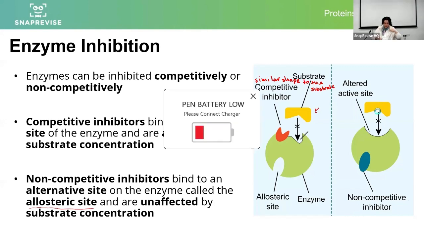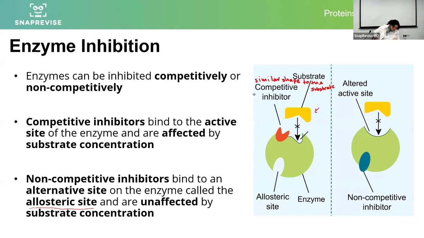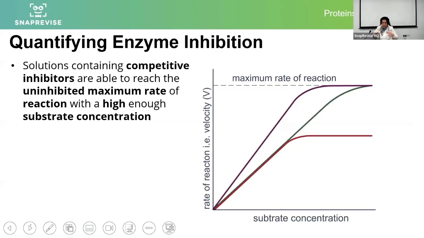And so they will be unaffected by the substrate concentration. You can add all the substrate that you want. If the active site doesn't have the correct shape to bind the substrate, you've got no reaction. Let's see how that difference looks like.